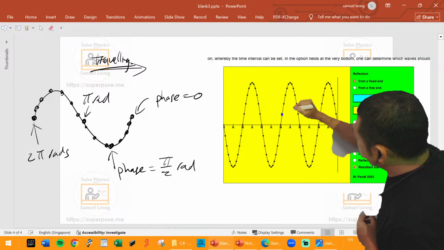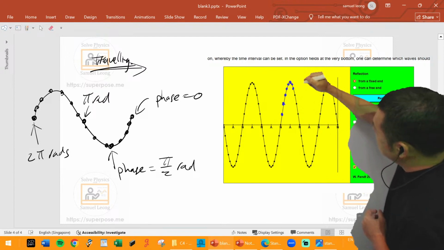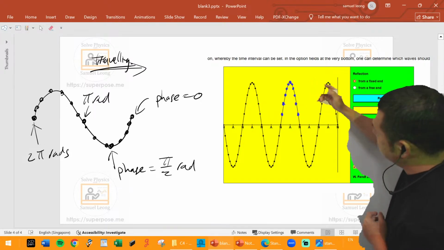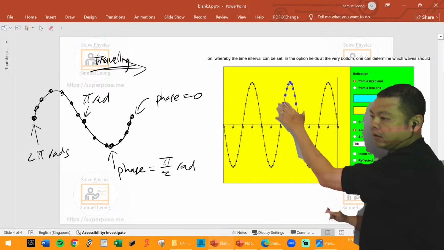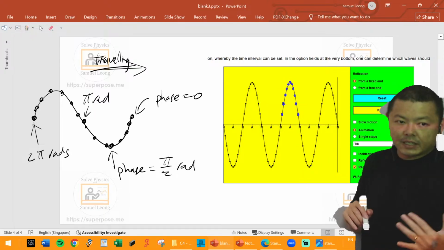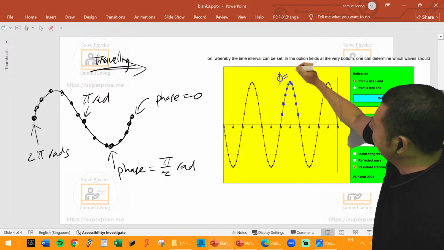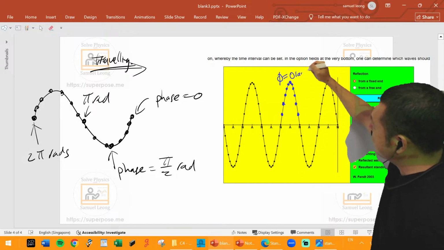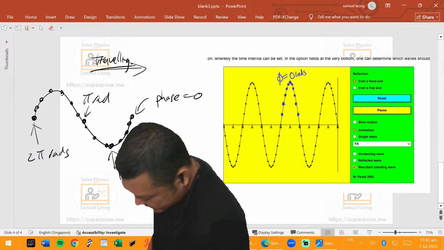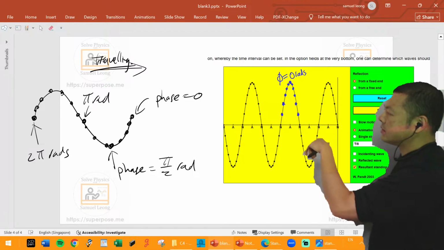I want you to look at these. This one here, this one here, this one here, this, and this. Are these blue ones in phase with each other? They are. What's the phase difference? Phase difference zero. So we write this down. The phi of all these particles is 0 radians. That's the phase difference. Okay, the phi is 0 radians.